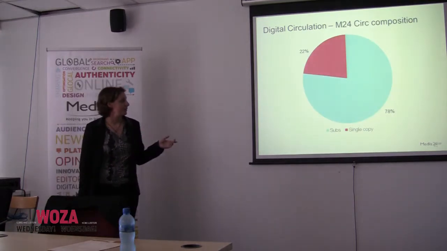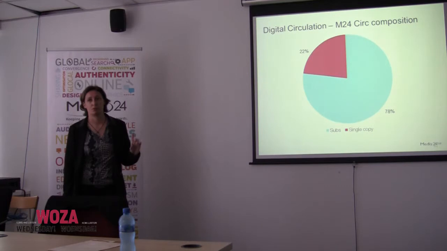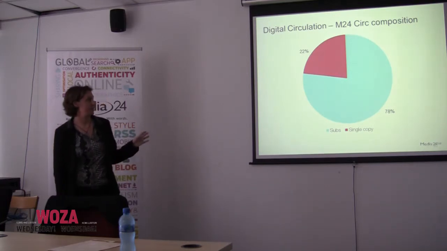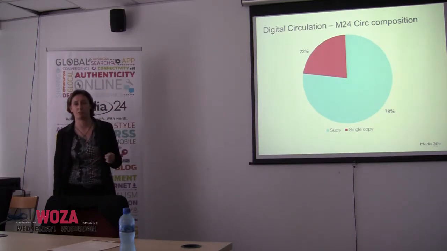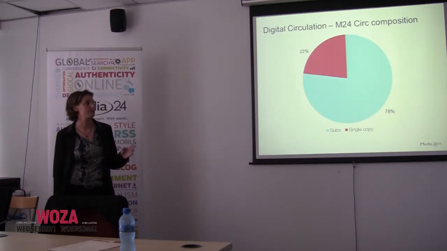Then this is another complete opposite to what we see in print: our circulation is made up of 78% subscriptions and the balance is single copies. So some people just want to buy one digital issue. It's completely the opposite way around in print, where most of your sales are through the newsstand.